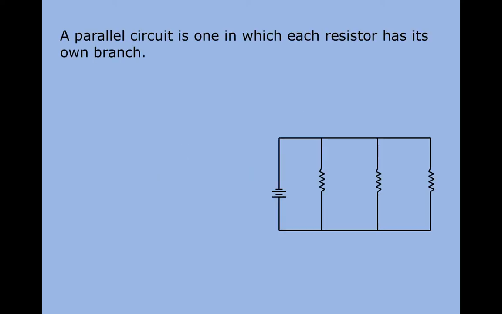Let's learn about parallel circuits. A parallel circuit is one in which each resistor has its own branch. Now, sometimes you will see two resistors that occupy the same branch, but let's start with just the basic of having each resistor in its own branch, meaning each resistor is lined up in parallel with one another.